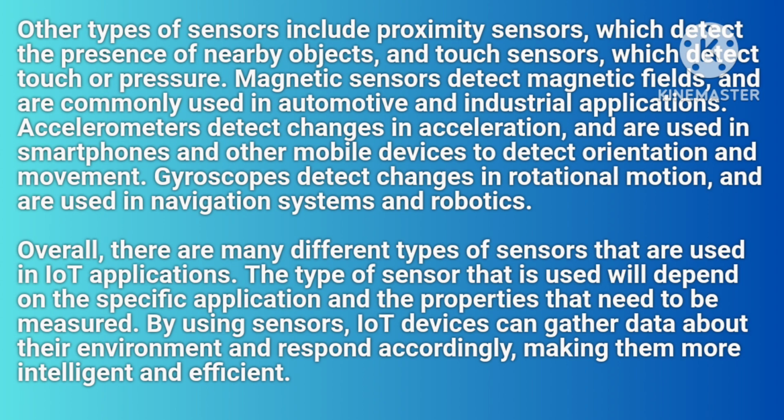Overall, there are many different types of sensors that are used in IoT applications. The type of sensor that is used will depend on the specific application and the properties that need to be measured. By using sensors, IoT devices can gather data about their environment and respond accordingly, making them more intelligent and efficient.